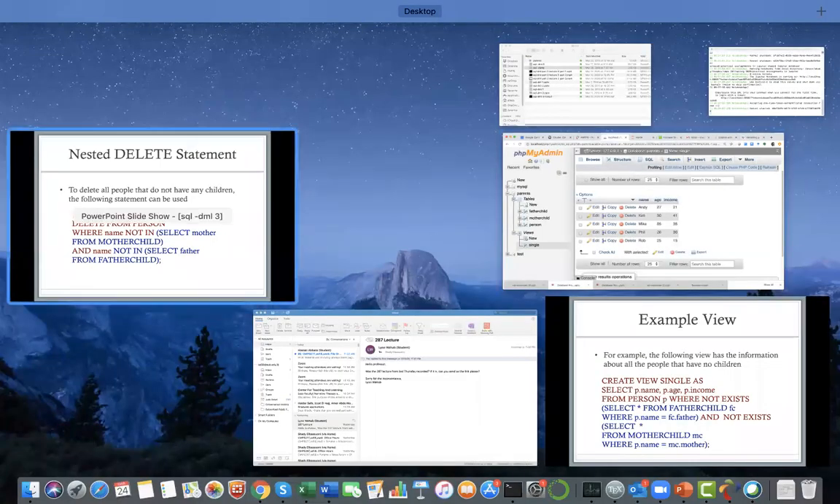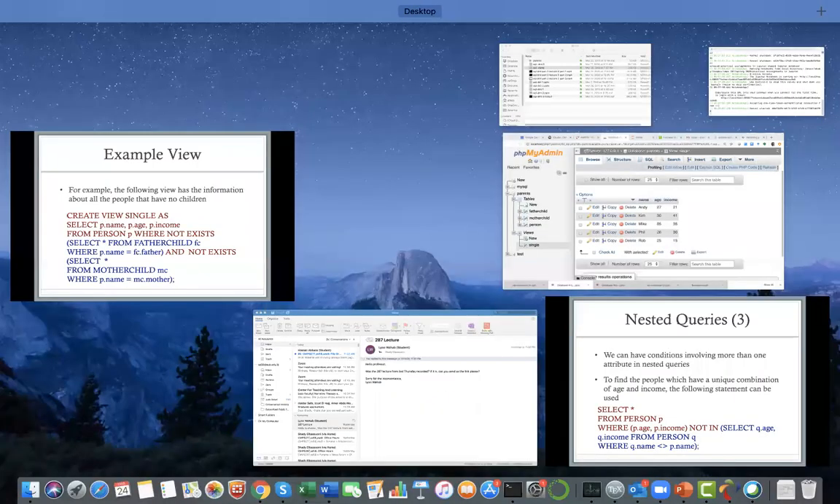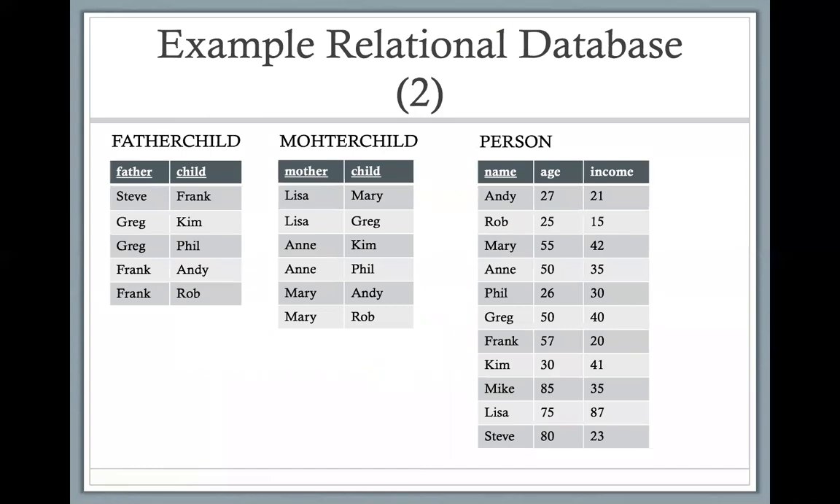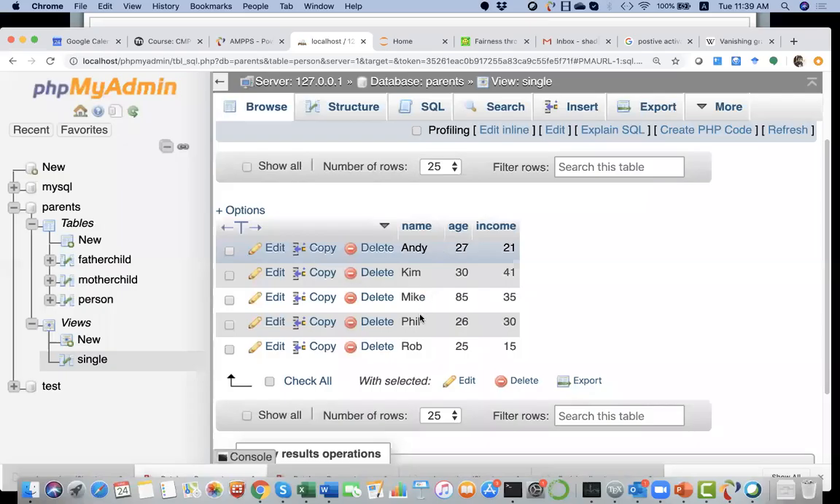If we look at the database, here it is. Andy is not a father. Rob is not a father. Mary is a mom, so she's excluded. Anne is a mom, so she's excluded. Phil is not a father, so he's included. And Kim is not a mom, so she's included. So you see, here I have Andy, Kim, Mike, Phil, and Rob.